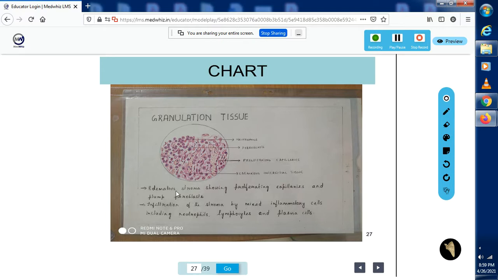You need to write edematous stroma. The surrounding area is called the stroma. There you have to write the proliferating plump fibroblasts, and you should write the proliferating capillaries, and you have to write many inflammatory cells, which include the neutrophils, lymphocytes and plasma cells.